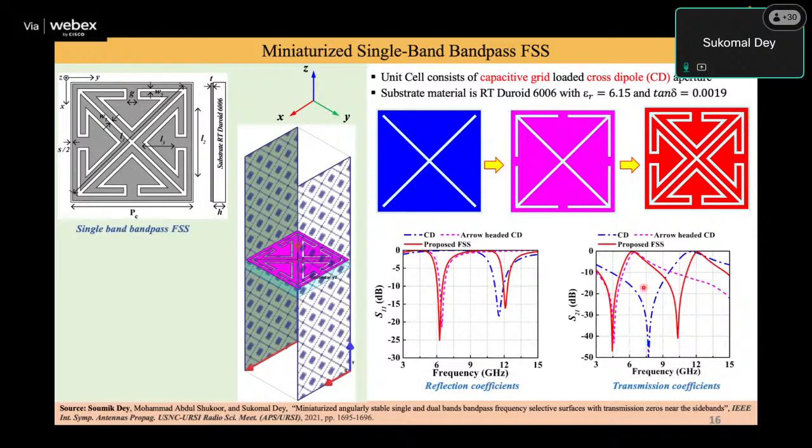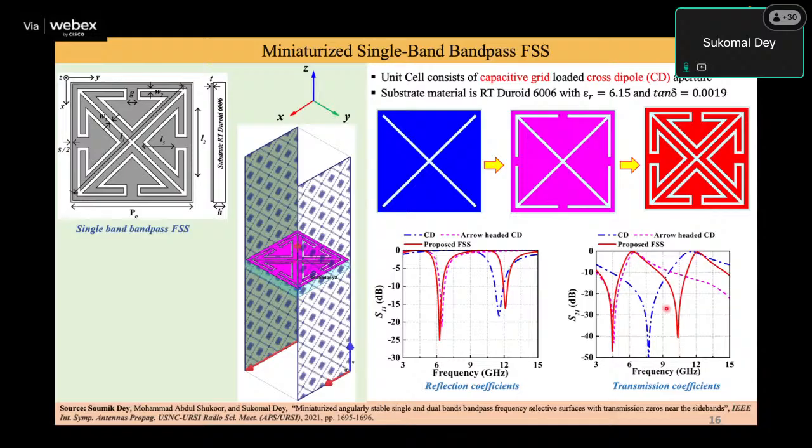So now this comes to how many transmission poles you are having. If you look at the red color graph in this structure, it is showing you two transmission poles. And how many transmission zeros are you getting? Two transmission zeros. Okay, so this is the FSS structure that you can see.